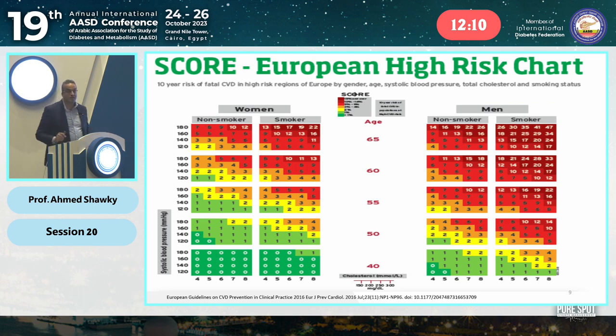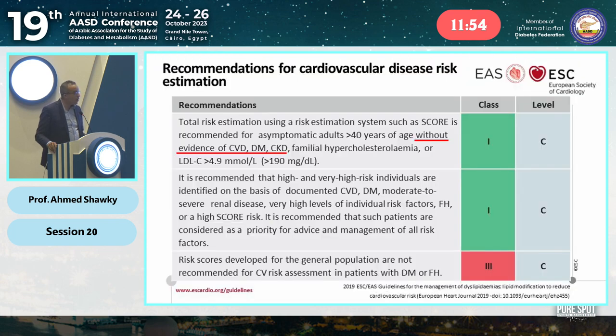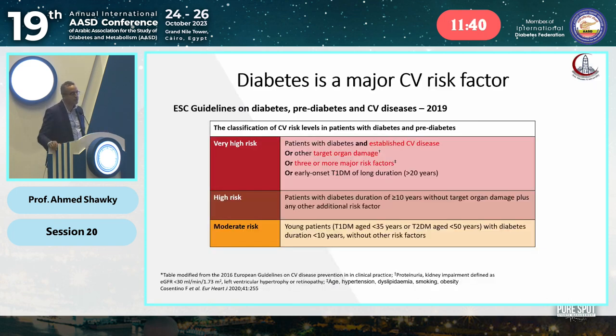How do you calculate this? This is the SCORE chart. This is how in Europe, and the Egyptian Society of Cardiology is part of the European Society of Cardiology, we help with their guidelines. We don't use that here. Why? Because we only use it if the patient is not diabetic, if the patient does not have established cardiovascular disease, if the patient does not have familial hypercholesterolemia or CKD. If the patient is diabetic, we have certain criteria to assess the risk.